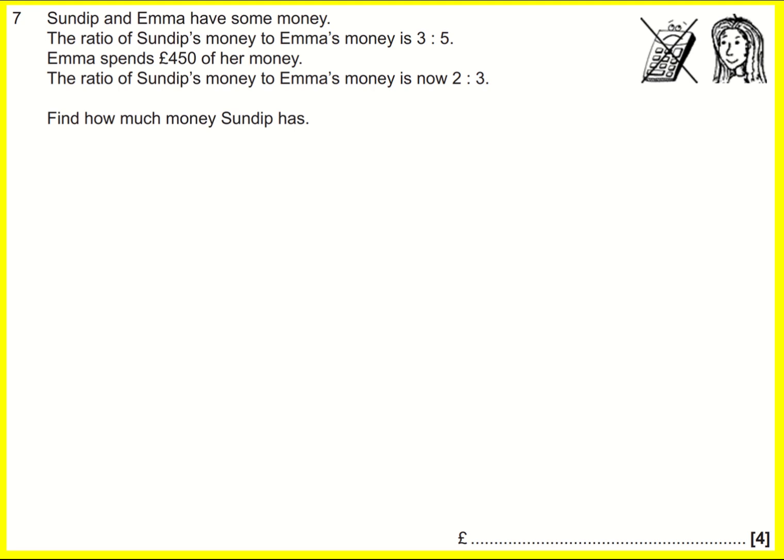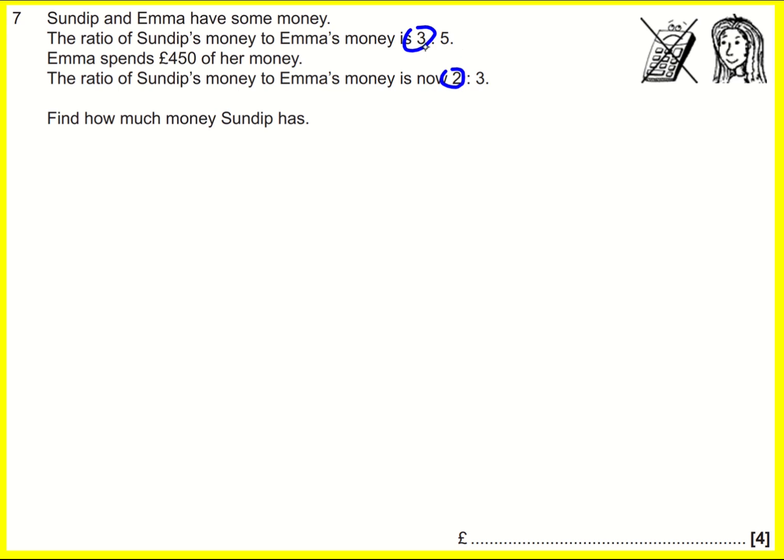The key thing to realize in this is that the only person spending money is Emma. She spent 450. Sundip has not spent any, and therefore the amount of money they have throughout has stayed the same. However, the number of parts has changed, so these parts are going to be worth different things. How can we make them be worth the same thing?